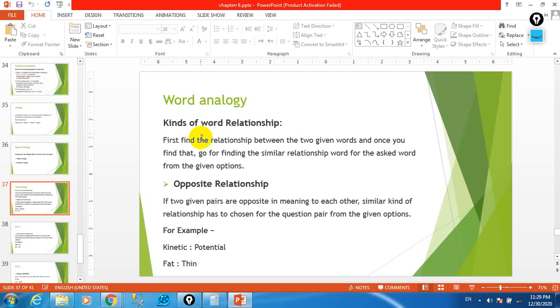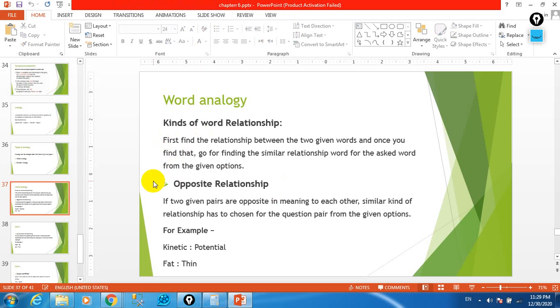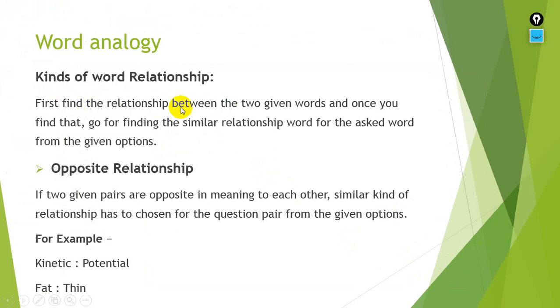So the word analogy is a comparison made for clarification and explanation. We have the opposite relationship, we have synonyms, and so on. For example, if we have a word analogy, how will we solve it? First find the relationship between the two given words, and once you find that, go for finding the similar relationship word for the asked word from the given options.